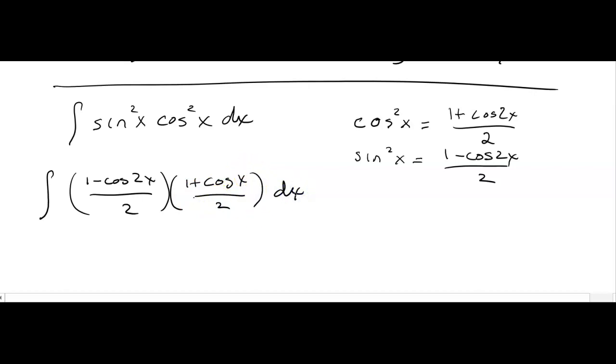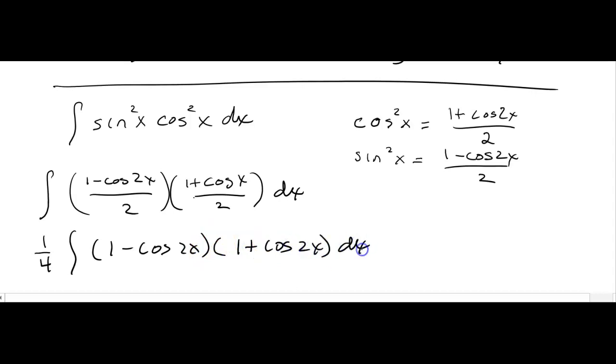Now we just have a little algebra. We're essentially just multiplying two binomials together. If you don't see it, pull the 2's out. Pull the 1/2 here and the 1/2 here to 1/4. You can pull those out, and then you just have 1 minus cosine 2x times 1 plus cosine 2x dx.